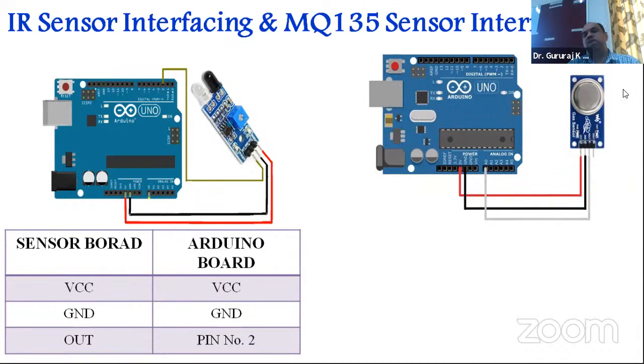Similarly, we have another one that is called the air quality monitoring sensor. I think I have that with me at present. I'll show this air quality monitoring sensor. We have used all these sensors here. Let me show this. So this is the air quality monitoring sensor that we have here.